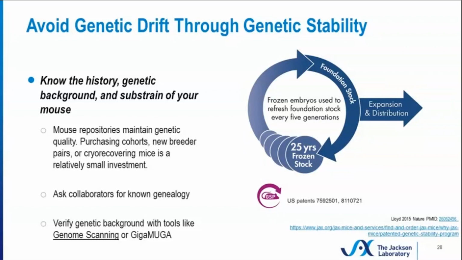So we have a patented genetic stability program, and through our patented program, approximately every 5 generations, our foundation stocks of some of our most popular strains are reinfused from cryopreserved embryos, thereby limiting genetic drift. So the Black 6J mice or the FVB/NJ mice that you receive from JAX today, and the data that you derive from them will be as similar as possible to the mice you receive in 5 to 10 years.